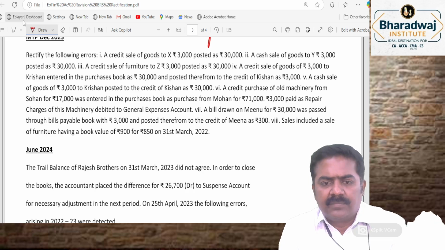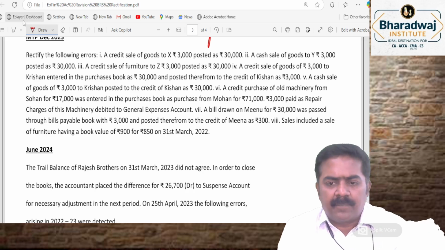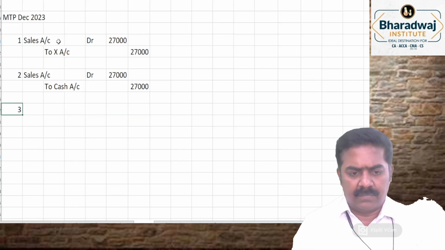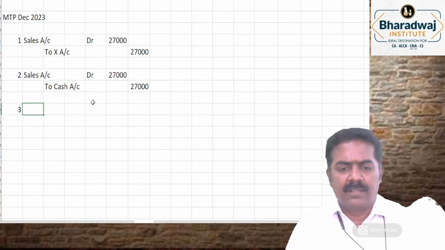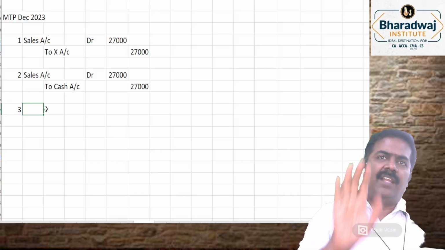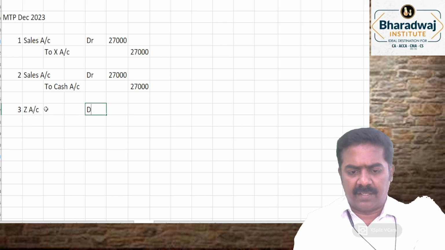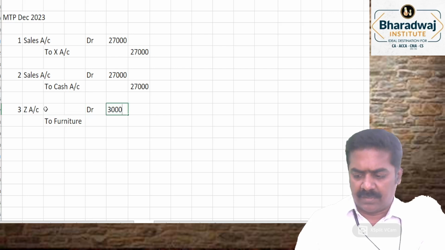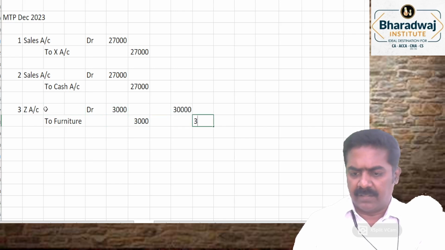Third one. Credit sale of furniture 3,000 to X was posted as 30,000. What is the entry for selling the furniture on credit? Z account debit to which account? Furniture. எவ்வளவு போட்டிருக்கணும்? 3,000 போட்டிருக்கணும். But தப்பா how much we have done? They have done 30,000 பண்ணிருக்காங்க.